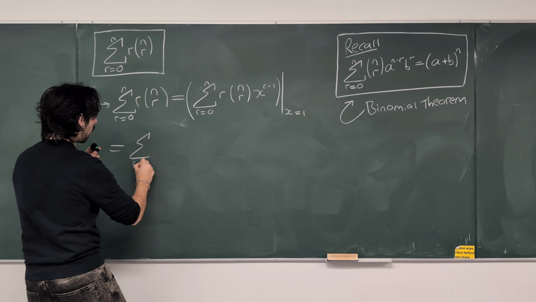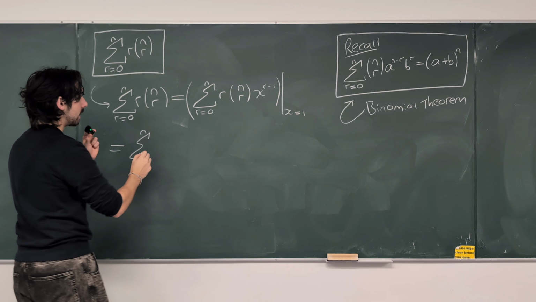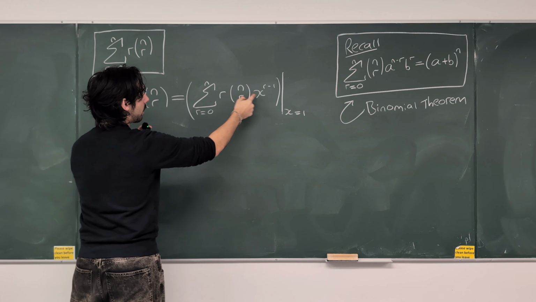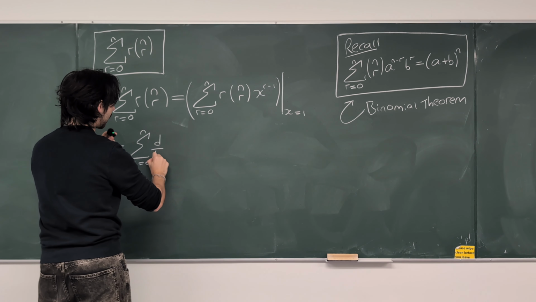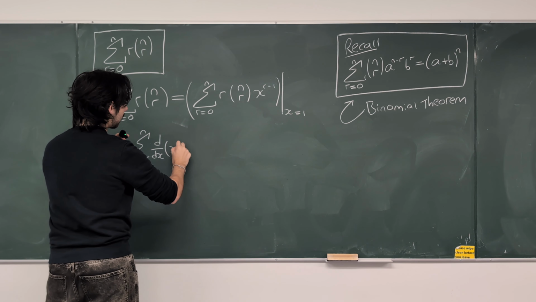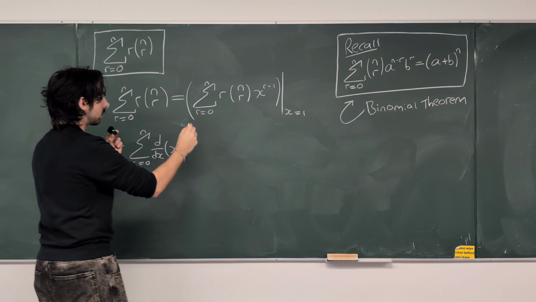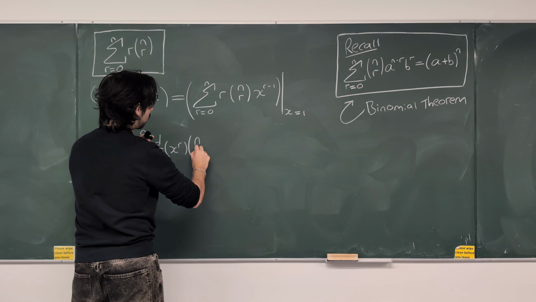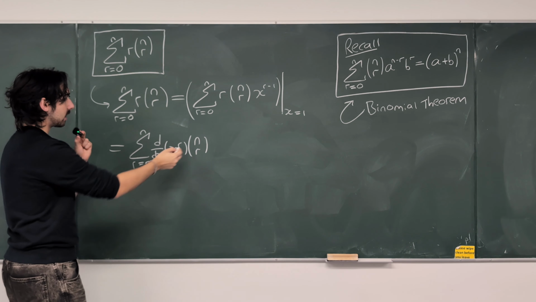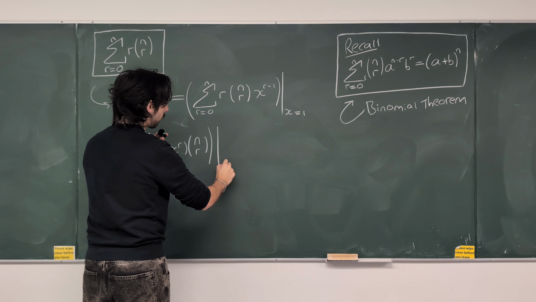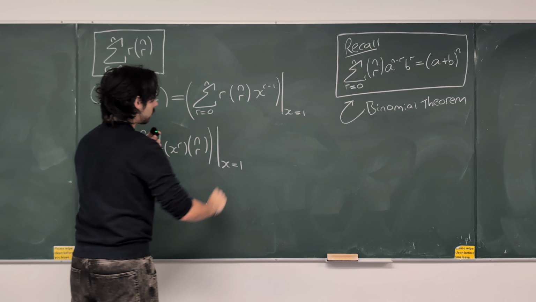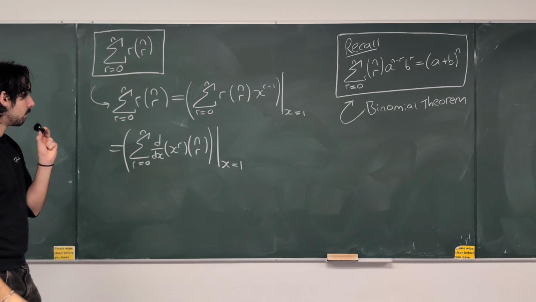So I'm going to rewrite those terms involving a derivative. The r and the x to the r minus 1, that is the derivative with respect to x of x to the power of r. And then I've also still got n choose r on the end. That's obviously a constant with respect to x. And again, after I'm finished playing around with it, I do need to evaluate it when x is the number 1.